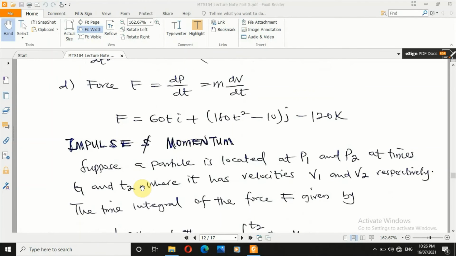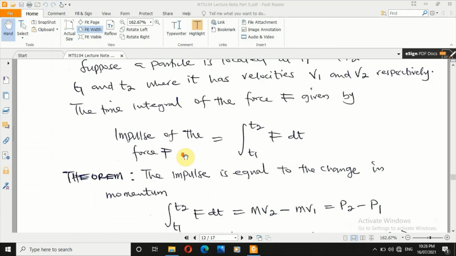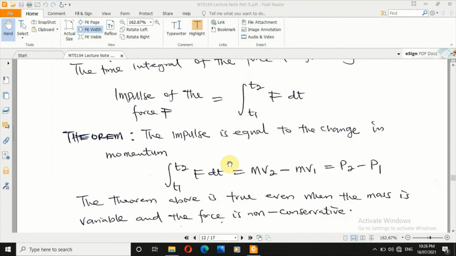I won't talk about impulse, which the next lecturer will still explain to you. This next lecturer will explain more about impulse, but in my own case here, let me just quickly explain that impulse is when you integrate force within the two times. This is the initial time, this is the final time. So the integral of force with respect to time gives us the impulse. So there's a theorem: the impulse is equal to the change in momentum.